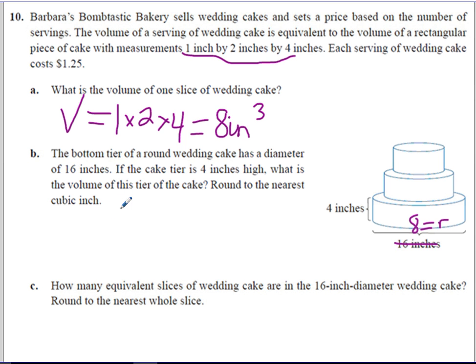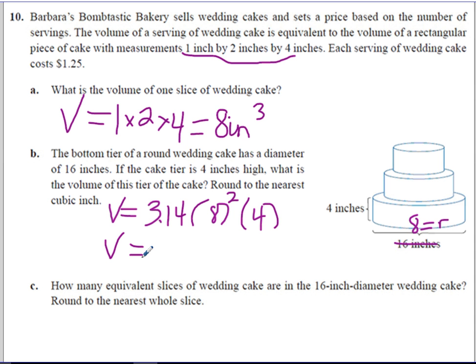We already changed our radius in our picture, so our volume is area of the base, which is a circle, so 3.14 times 8 squared. Then we have to multiply it by its height of 4 inches. And so when we round it, sorry, to the nearest whole number, we'll get 804 inches cubed for our volume.